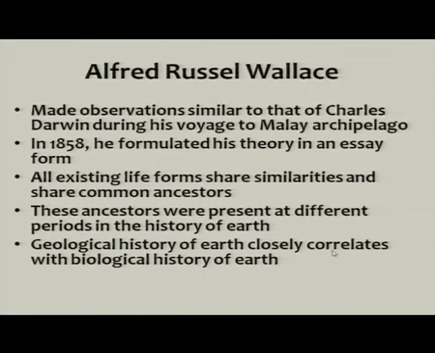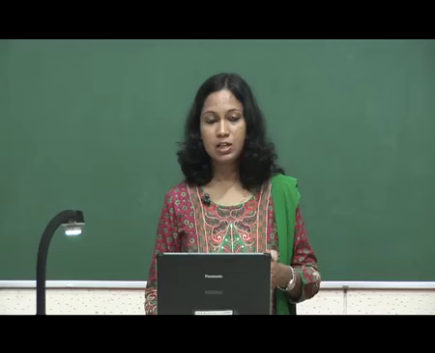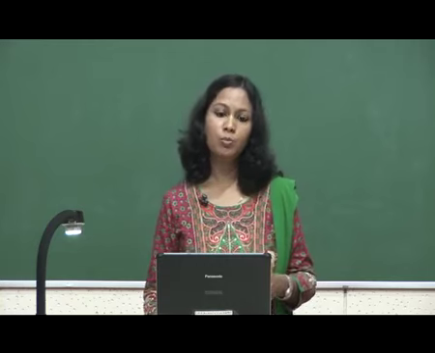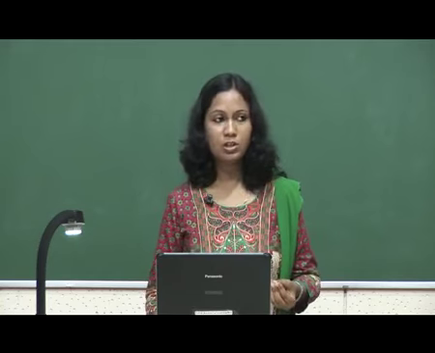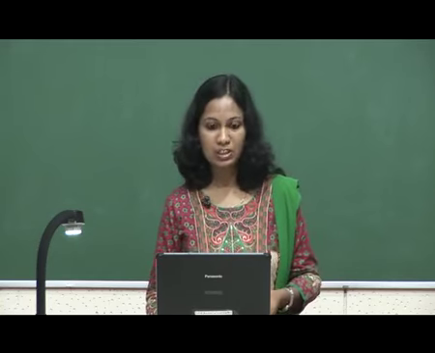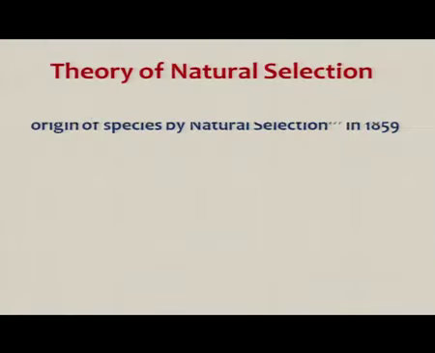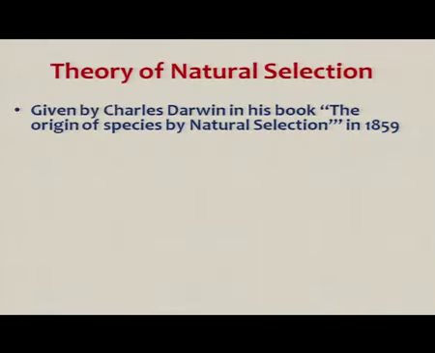Geological history of Earth closely correlates with the biological history of Earth. That means the changes which appeared in Earth are correlated with the changes which appeared in the life forms. So, Alfred Russel Wallace gave support to Charles Darwin, by which he could put up his work in a confident manner. The 19th century was a very remarkable period when all the orthodox and conjectured theories were questioned strongly by the work of these scientists. Charles Darwin could successfully put forward his theory of natural selection.